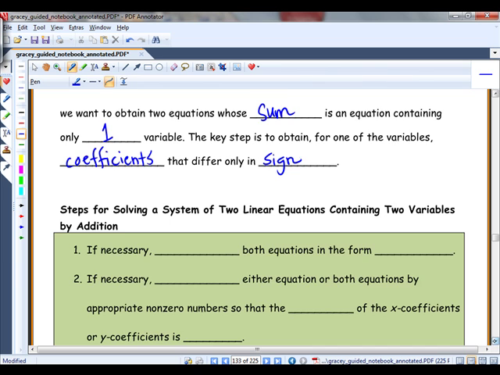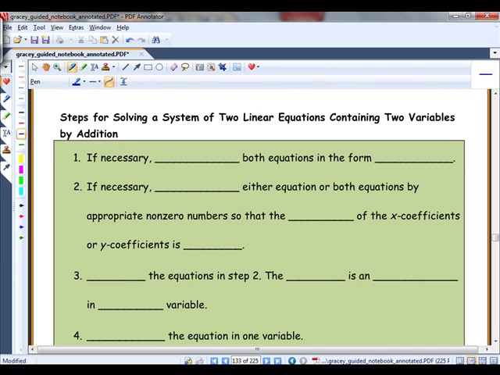Steps for solving a system of two linear equations containing two variables by addition. If necessary, rewrite both equations in the form ax plus by equals c, so standard form. If necessary, multiply either equation or both equations by appropriate non-zero numbers so that the sum of the x coefficients or y coefficients is 0. So we want to eliminate one of the variables.